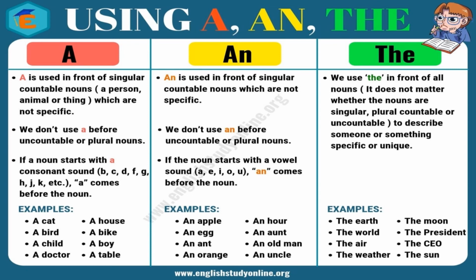And next, the definite article. We use the in front of all nouns. It doesn't matter whether the nouns are singular, plural, countable, or uncountable. We use it to describe someone or something specific or unique. Examples: the earth, the world, the year, the air, the weather, the moon, the president, the CEO, the sun.